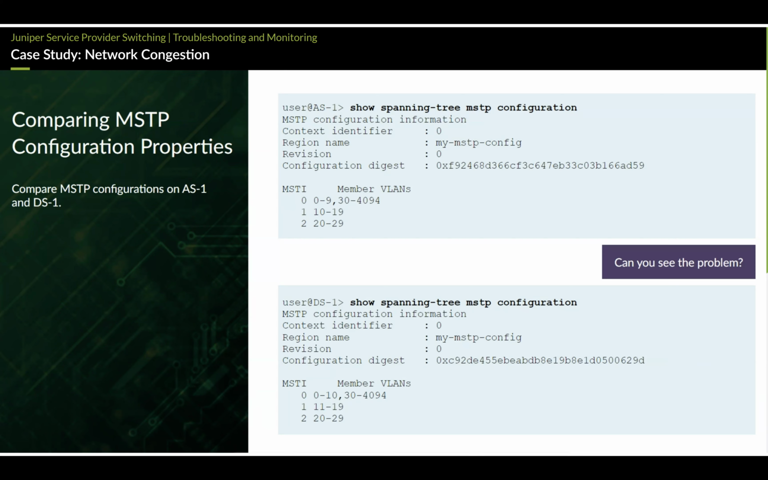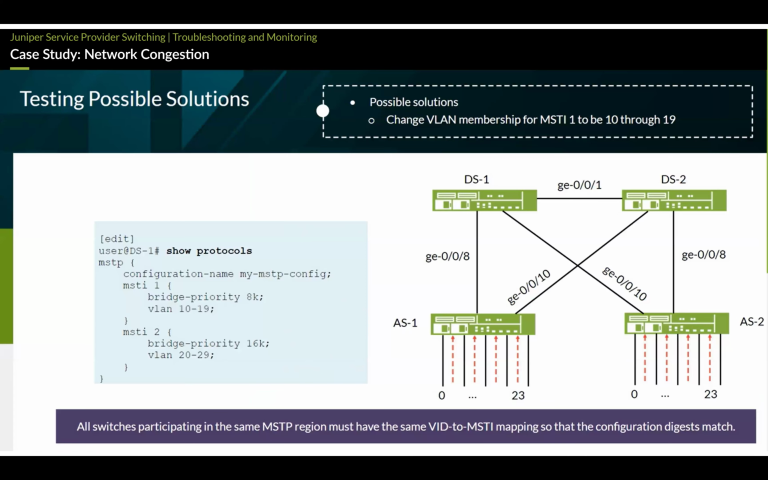Multiple spanning tree is running here, and for testing a possible solution, change VLAN membership for MSTI 1 to 10 through 19. This is a sample configuration: show protocols mstp, configuration name my-mst-config. On this device, MSTI 1 has bridge priority 8K, VLAN 10 to 19. MSTI 2, this is instance 2, priority is 16K, and VLAN is 20 to 29.